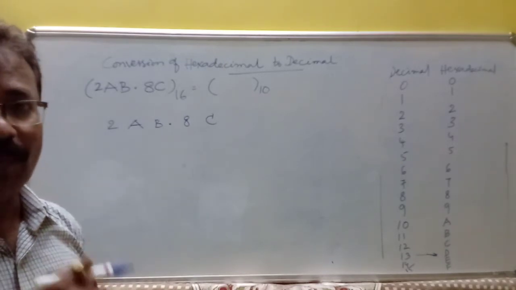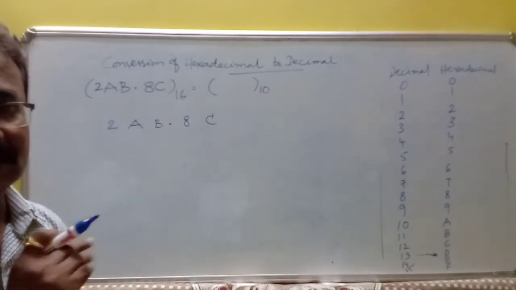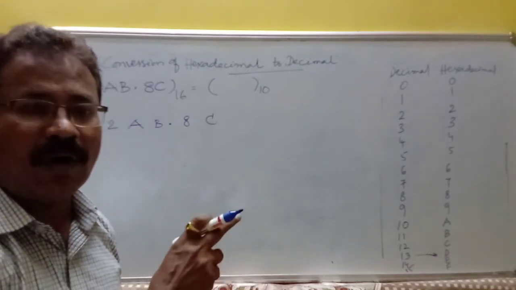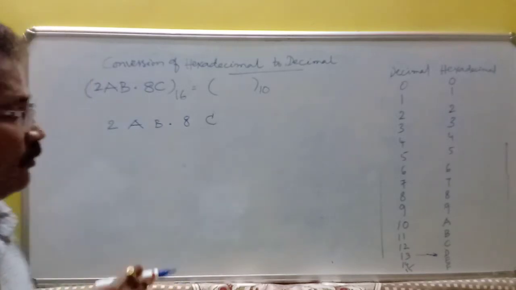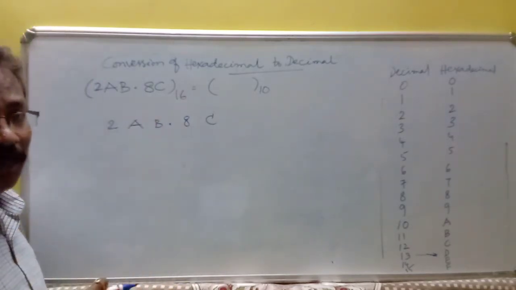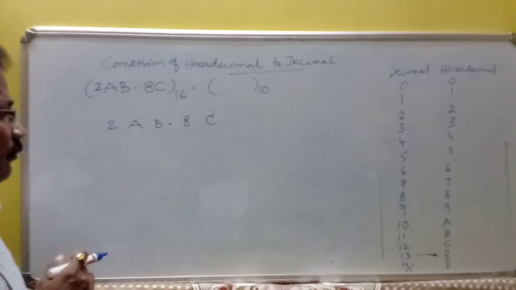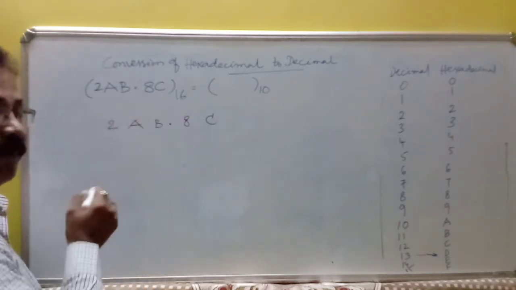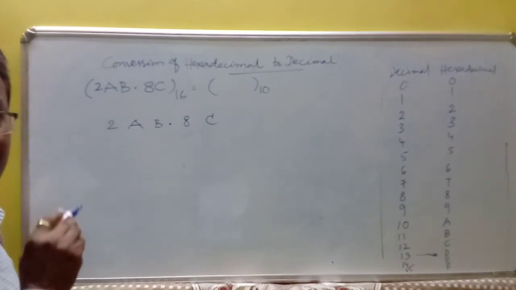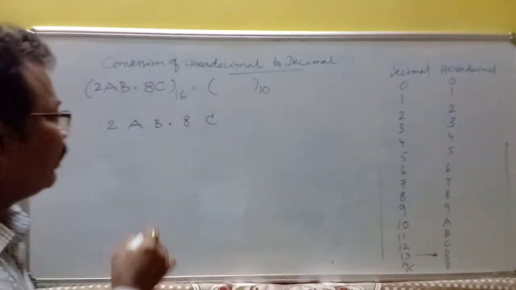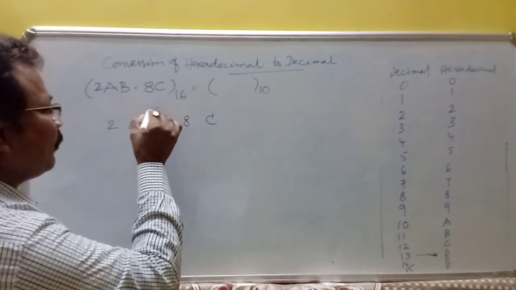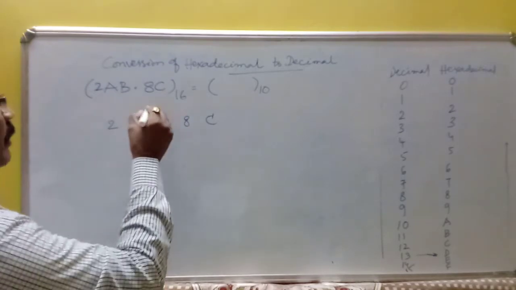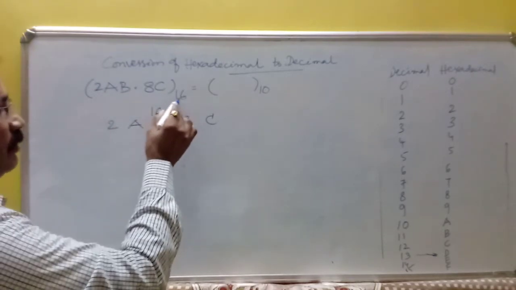Now in this process, the first step is you have to mark the positional weight of each digit. What is its positional weight? This is a hexadecimal number. The positional weight means base to the power of position. Here the base is 16, since it is a hexadecimal number.